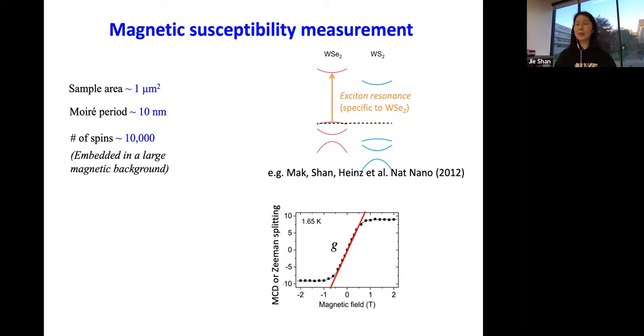So what's happening here is that this excitonic resonance sees the applied magnetic field and also the magnetic field generated by the local moments. And the response from the local moments is almost two orders of magnitude bigger than the bare exciton response. So we can look at the slope here, and that slope is the magnetic susceptibility.